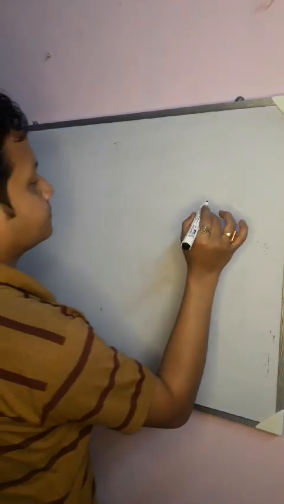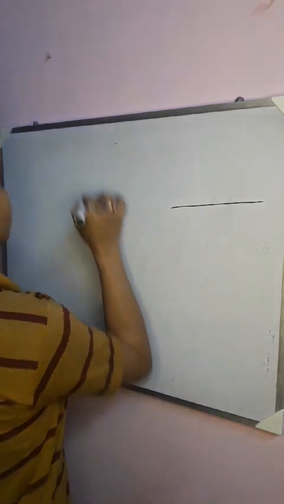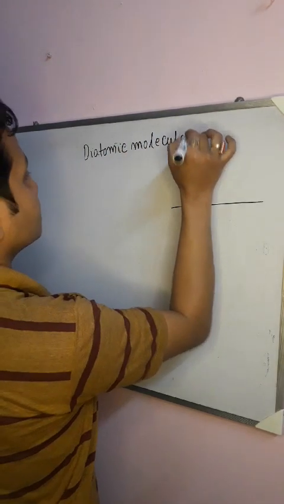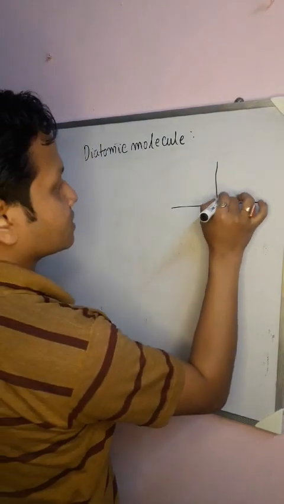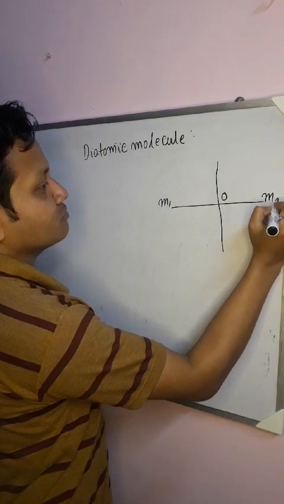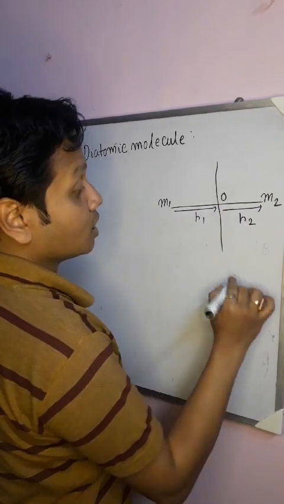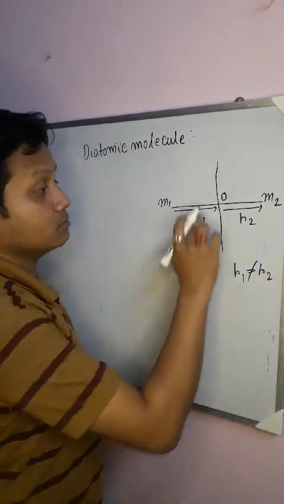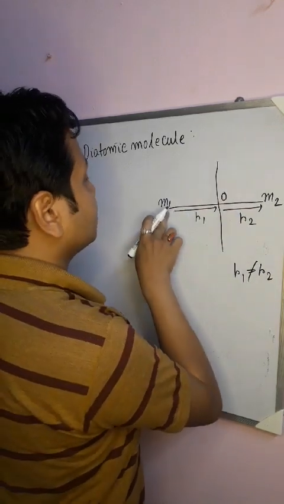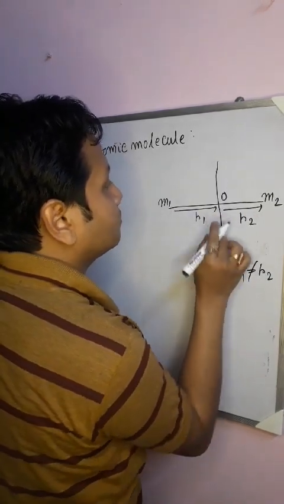Now say, take the example of a diatomic molecule about an axis passing through the center of gravity. A diatomic molecule consists of two atoms, say one of mass m1 and another of mass m2. Their distances from the center of gravity are r1 and r2. These are not equal, mind it. The center of mass always lies closer to the heavier body.